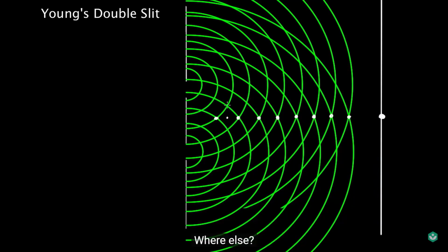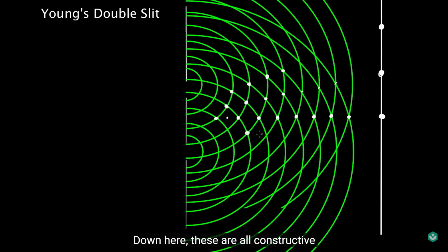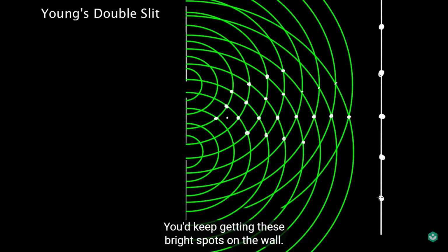Where else? Well, look at this. Bright. This is constructive, constructive, all constructive. They form a line. You get these lines of constructive interference. Same with this line, constructive, constructive, all the way over to here. So on the wall, you'd see multiple bright spots down here. These are all constructive because peaks are lining up perfectly. And I'd get another one here. You'd keep getting these bright spots on the wall.